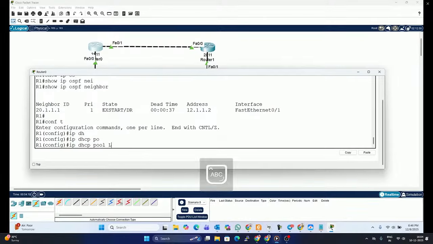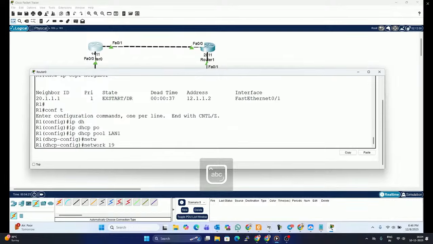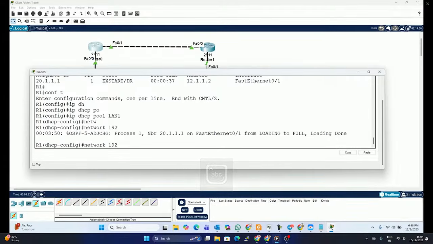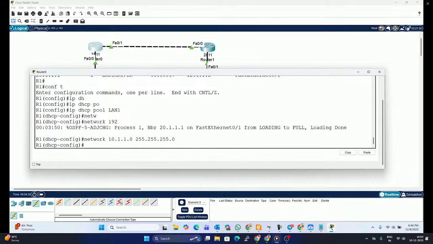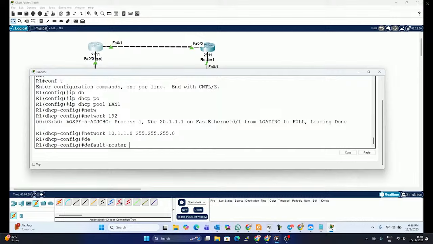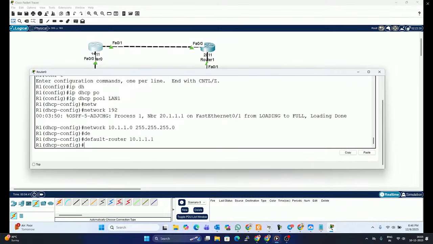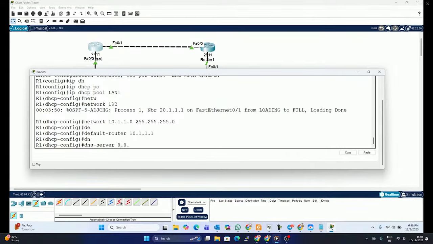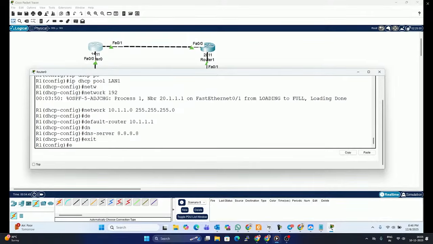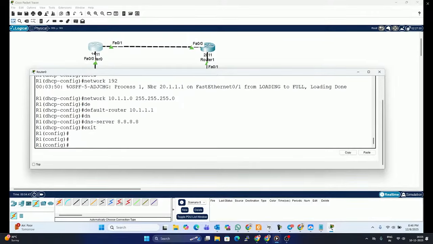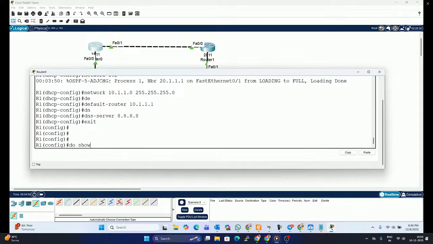ip dhcp pool, let's say LAN1 network. Now that's a problem. On my LAN, I have an IP subnet of 10, but by mistake I configured a network pool with this subnet. So please make sure that the IP subnet is correct, 10.1.1.0. Then default-router, which means the default gateway, 10.1.1.1. Let's say a DNS server is also required, so 8.8.8.8 can be configured here. One DHCP pool. Do show history.